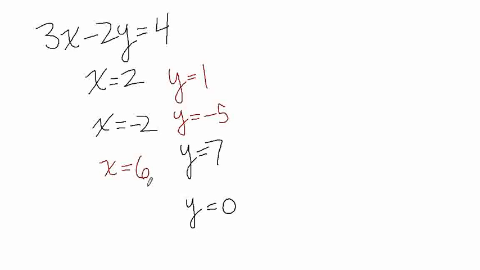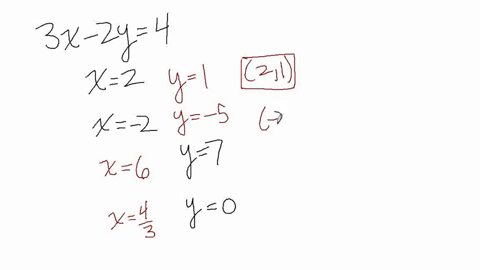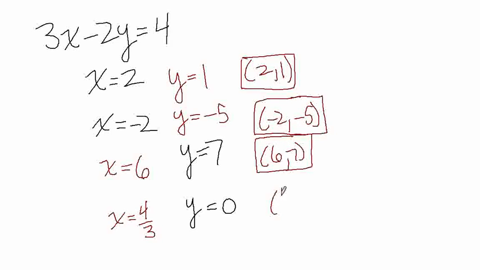For the last example, if y was 0, then you would get a fraction for x, which is perfectly fine. There's no reason why you can't have those in solutions to linear equations. Putting them all in the compact form, we would have those answers: 2 comma 1, minus 2 comma minus 5, 6 comma 7, and 4/3 comma 0.